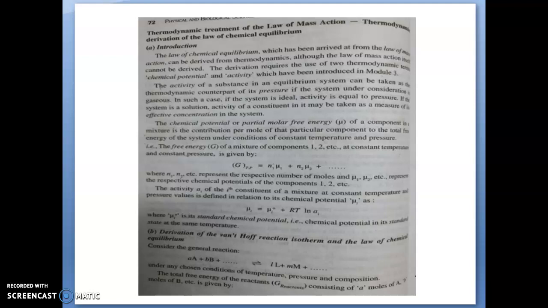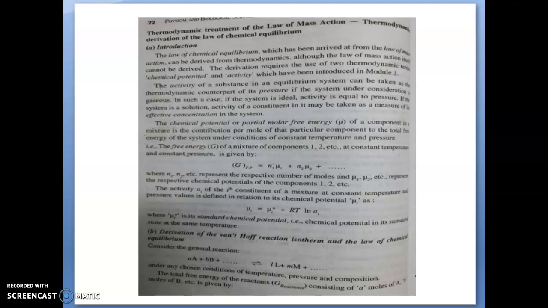So free energy we can term as G. The free energy of a mixture of components at constant temperature and pressure is given by G = N1 mu1 + N2 mu2 + etc., where mu is the representation for the chemical potential, N1, N2 etc. represent the respective number of moles of the components, and mu1, mu2 represent the respective chemical potentials of those components.